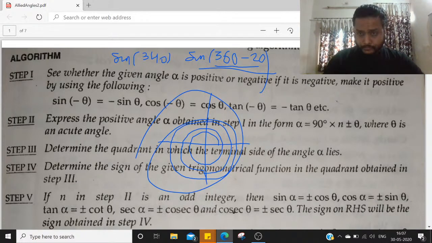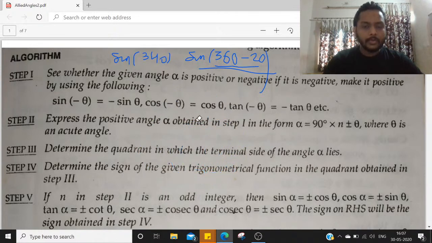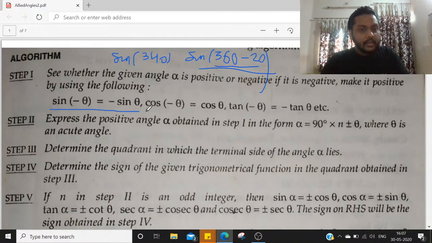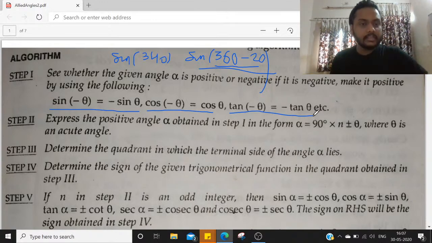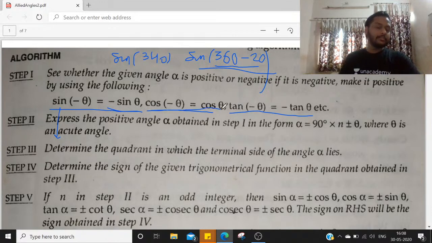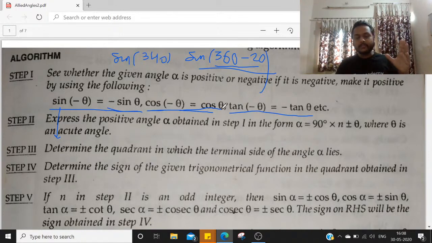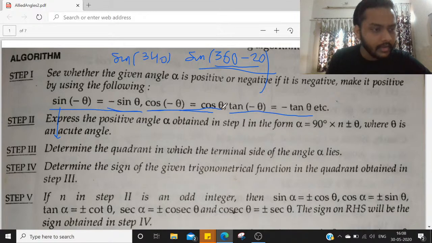So I am assuming that you know that whenever we talk about trigonometric ratios, sine of minus theta is minus sine theta, cos of minus theta is cos theta, and tan of minus theta is minus tan theta. Similarly, I can have the same ratios for cosec, sec and cot as well: cosec minus theta will be minus cosec theta, sec minus theta will be sec theta, and cot minus theta will be minus cot theta. How many of you are clear with this guys? Everyone please respond.